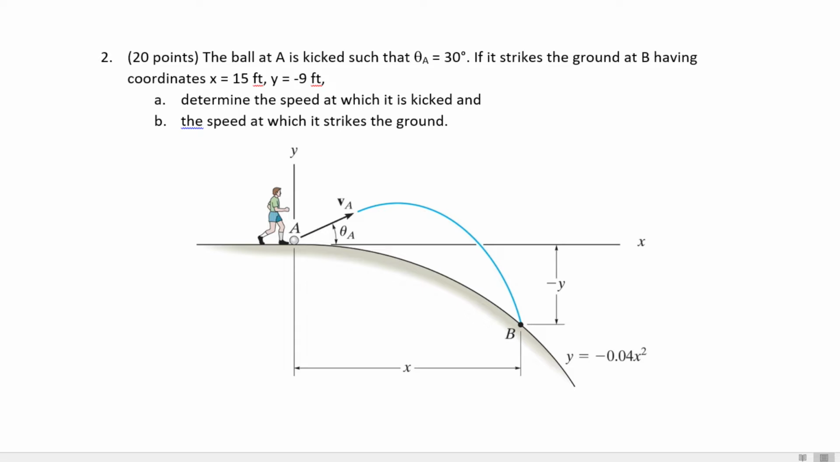So first we see that a player kicks a ball, so that ball would be in projectile motion, and we know the point at which it hits the ground. So that gives us enough information to determine the speed at which it was kicked, as well as the speed at which it hits the ground. So let's go ahead and get started working.